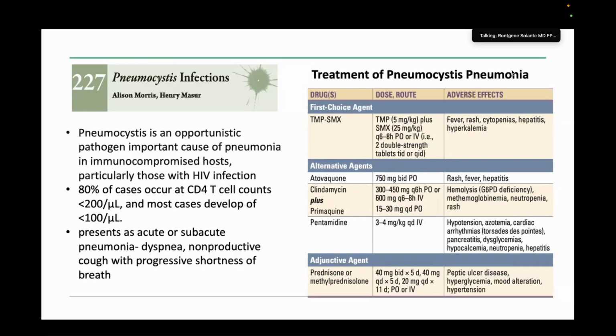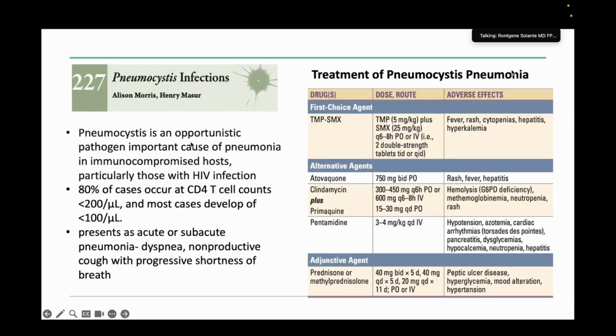Okay, so it can be acute or subacute, meaning acute within 7 days, or subacute more than 1 week, up to 2 to 3 weeks, presenting as difficulty of breathing, non-productive cough, and then progressively shortness of breath, and then you have severe hypoxemia.